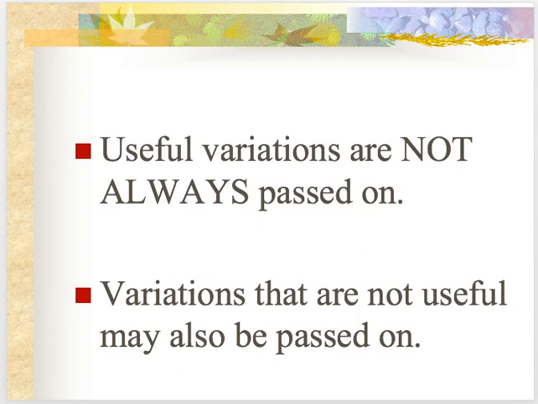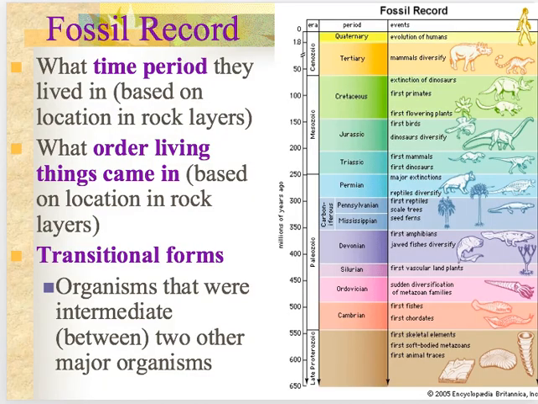Most unfortunately, sometimes those variations get lost. It's not that frequent, but it does happen. And unfortunately, variations that are not useful may also be passed on. Those are things that happen either due to mutations or other unfortunate events, and the passing on, because it is genetic, does happen. The first that we really want to focus on is the fossil record.